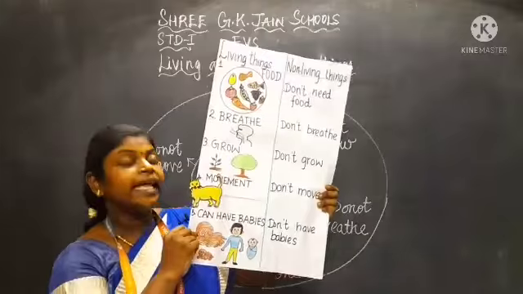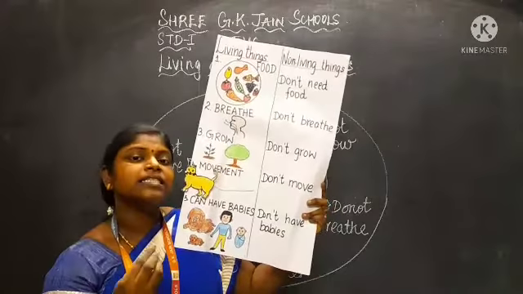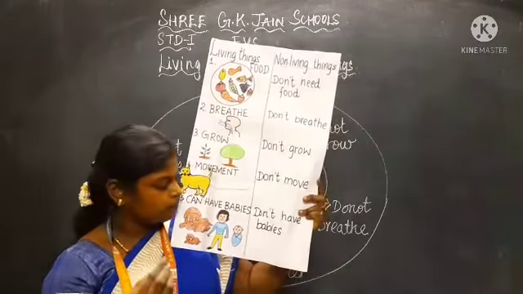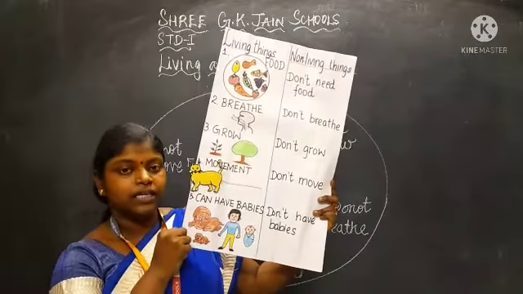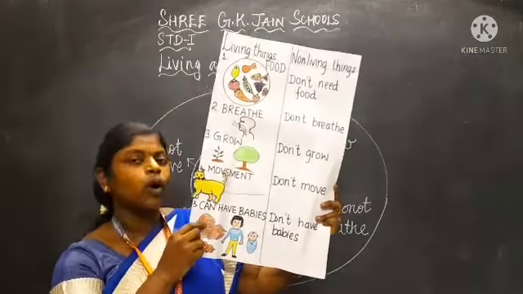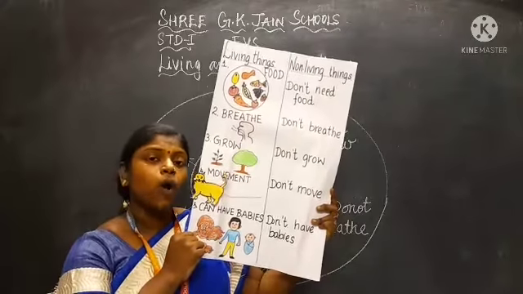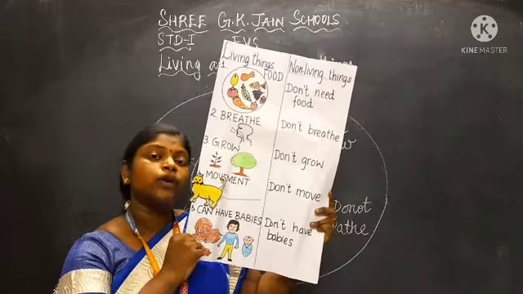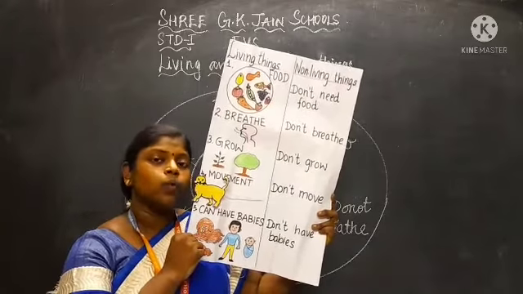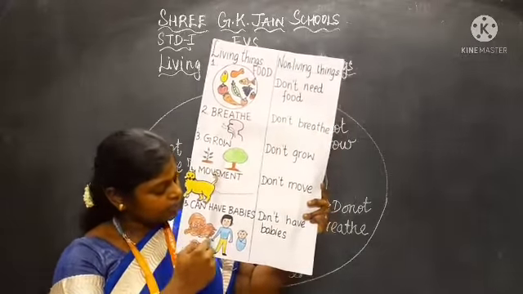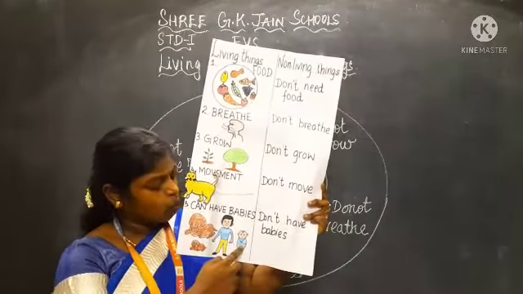Next one, they can have their babies. For the plants, the seeds are called the young ones of the plants. And here you can see the small puppy, isn't it? So puppy is the young one of dog. Young one of tiger is a cub. Young one of lion, that is also cub. Young one of cow, that is calf. So these are the young ones of living things. But here they don't have babies. They do not produce their young ones.